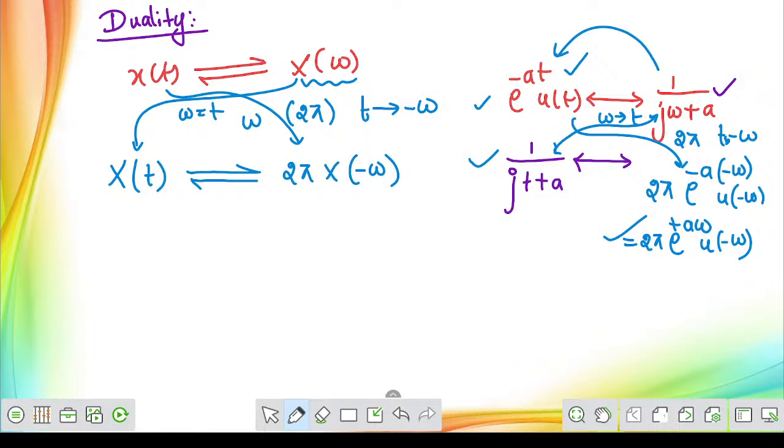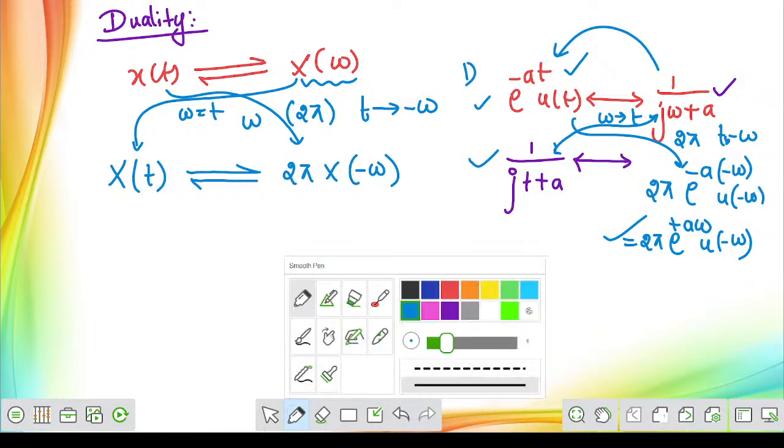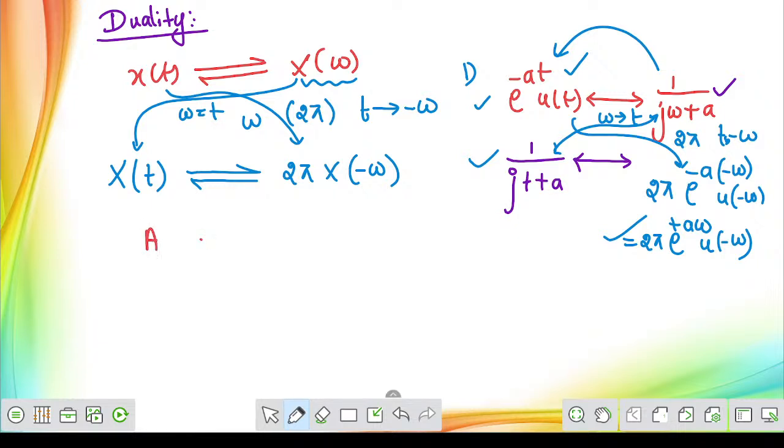If you remember the basics, and especially the most important property, the rectangular function, I will tell you this type of question will come. The repeatedly asked question in every exam is the duality of the rectangular function. As we observed, A into rectangular of t by tau has a Fourier transform that can be written as A tau into sinc of f tau, or else we can also write A tau into sinc of omega tau by 2, or omega tau by 2 pi. We saw so many forms. I am taking only one example.